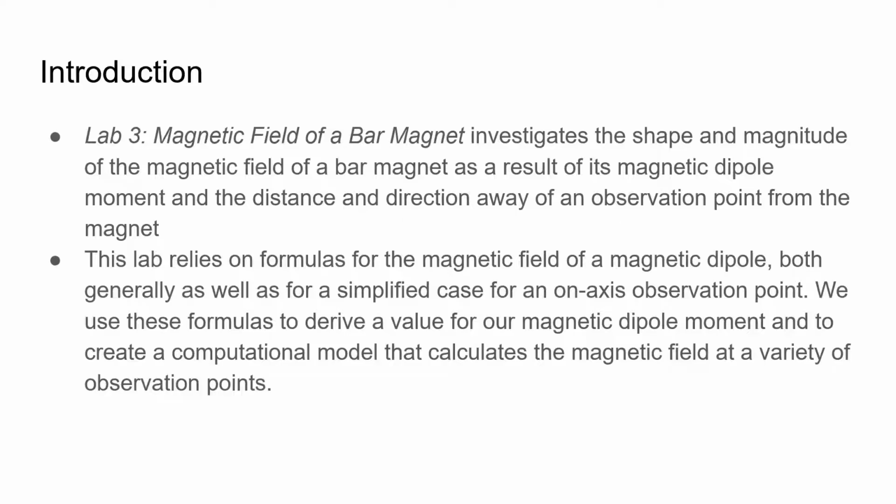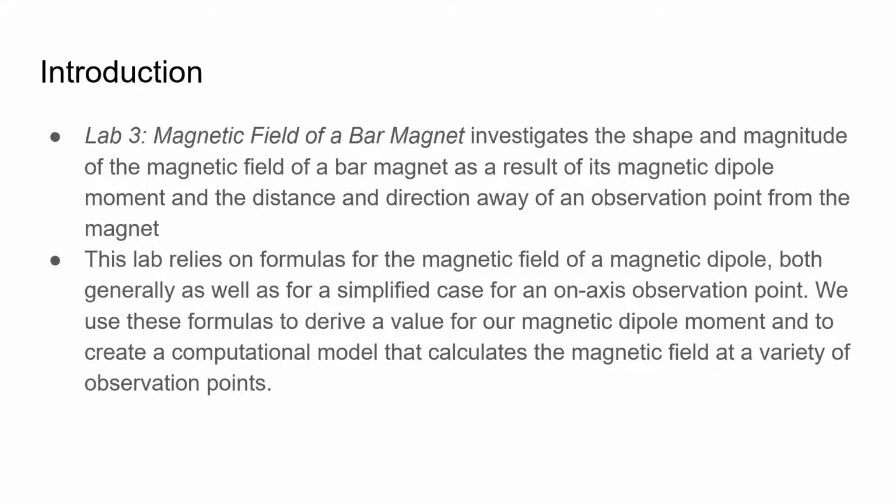Lab 3 Magnetic Field of a Bar Magnet investigates the shape and magnitude of the magnetic field of a bar magnet as a result of its magnetic dipole moment and the distance and direction away of an observation point from the magnet. This lab relies on formulas for the magnetic field of a magnetic dipole, both the general formula as well as, for a simplified case, for an on-axis observation point.